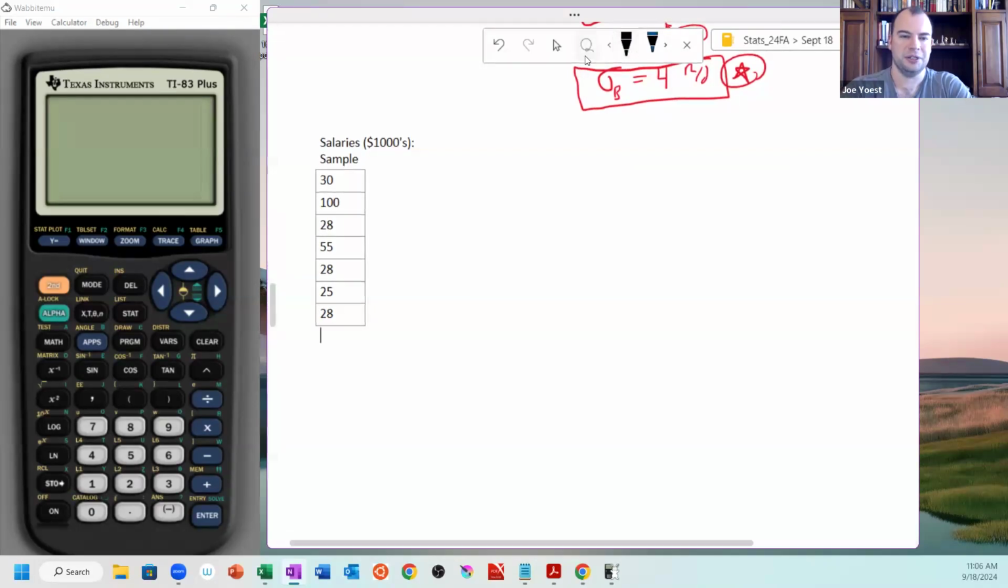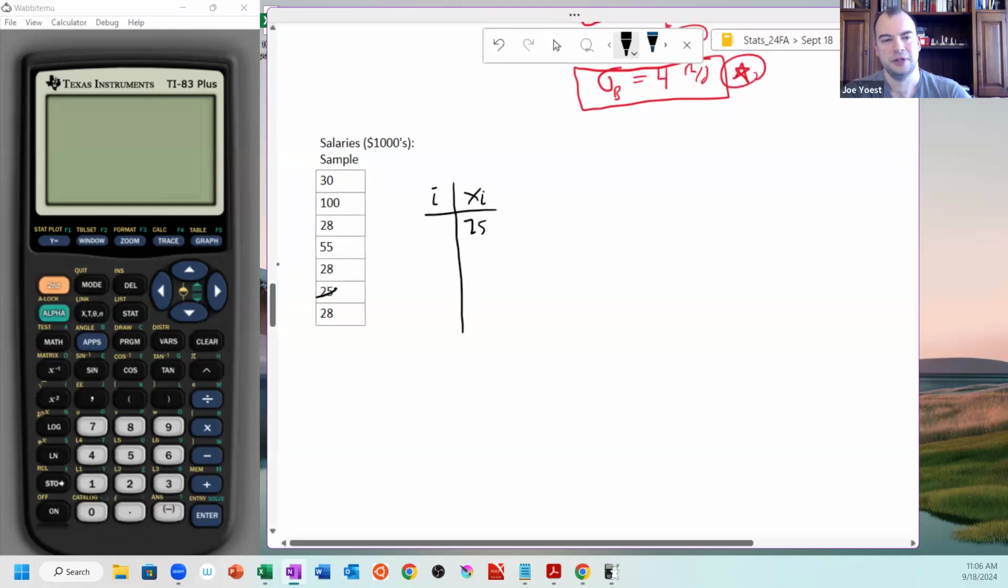Okay, so I have my salaries here. The first thing I'm going to do is sort them in increasing order. So I see I have 25, 3 28s, 30, 55, and 100.